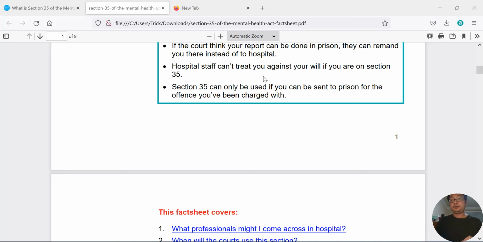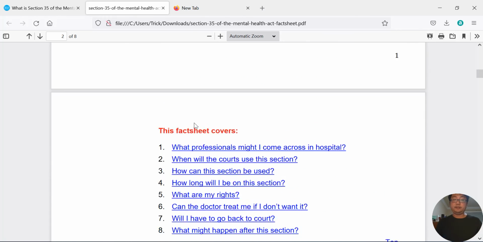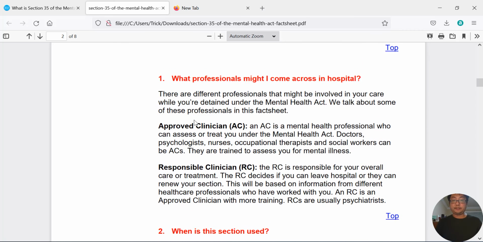The hospital staff cannot treat you against your will if you are under section 35. This is very important for hospital staff, for yourself, and for your family, if you are the consumer. Section 35 can only be used if you can be sent to prison for the offense or the criminal things that you've done in the past, whatever you've been charged with. Section 35 will help you as well. So let's look at what professionals you may come across in hospital.